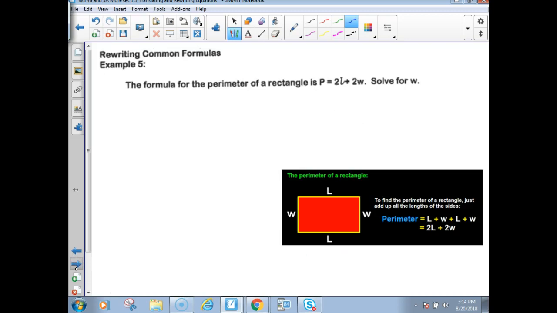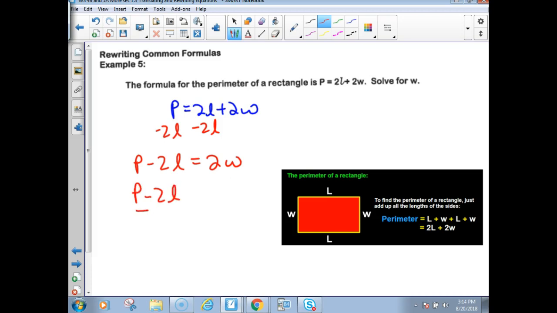Okay, I'll move to the formula for the perimeter of a rectangle: perimeter is equal to 2 lengths plus 2 widths. Solve for W. Okay, P equals 2L plus 2W. I'm just rewriting the equation. I could subtract 2L from both sides. Okay, P minus 2L equals 2 times W. And then I could divide by 2. P minus 2L over 2 equals the width. Or you can have P divided by 2 minus L.